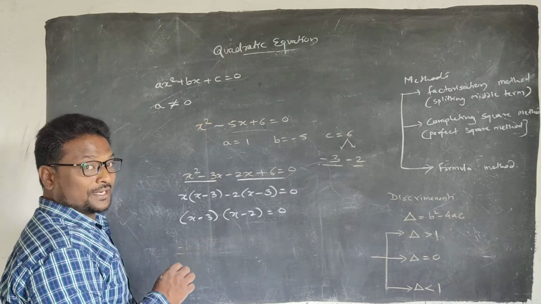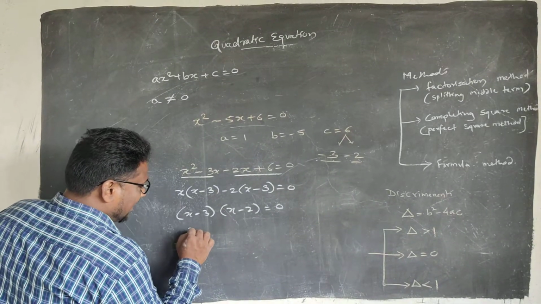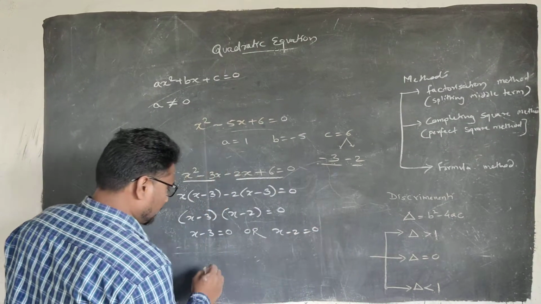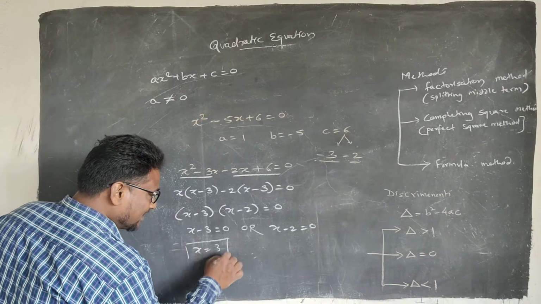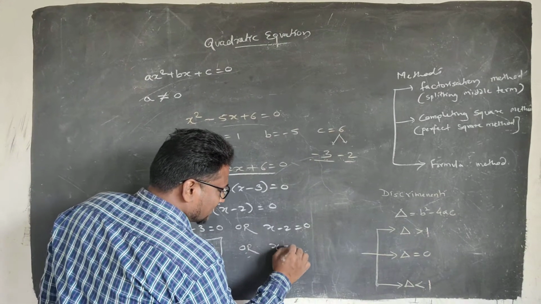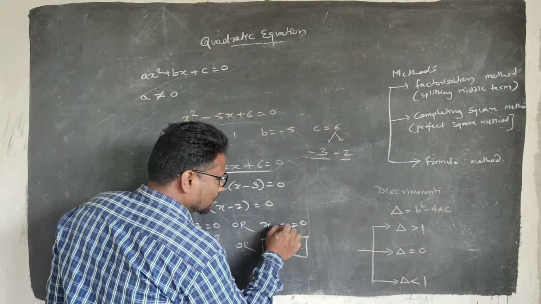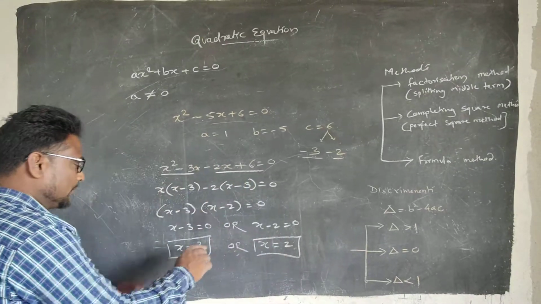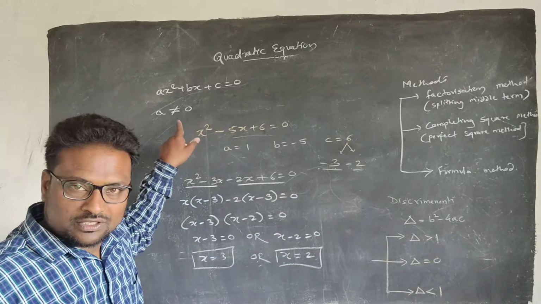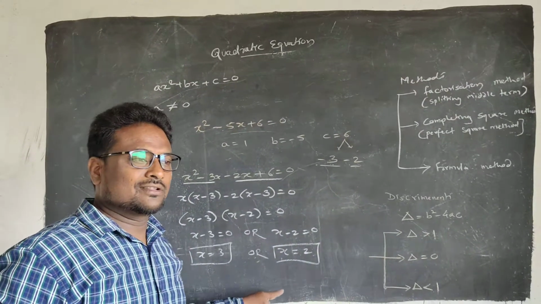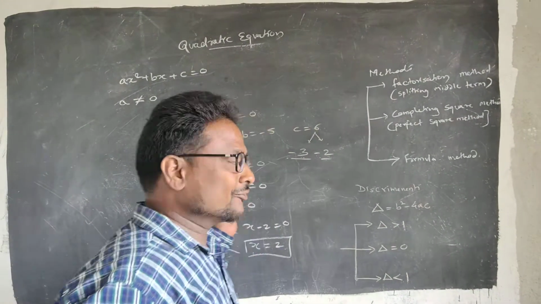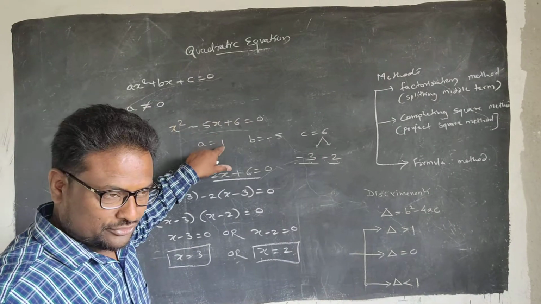Let us equate them to 0. x - 3 = 0 or x - 2 = 0. So we get x = 3 when you send it to that side; it changes its sign and becomes positive. Or x = 2, when the negative 2 goes to that side and becomes positive. So you get the two answers, x = 3 and x = 2. They are also called the roots of this quadratic equation. So, my dear friends, this method is called splitting the middle term or factorization method.